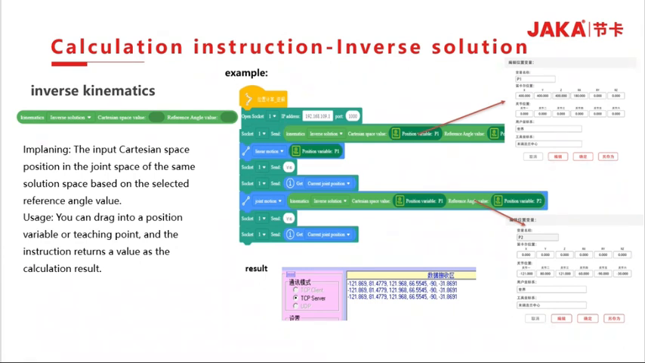The socket sends the result of the inverse solution. The parameters of the inverse solution are P variables. The reference point is P2. Move the robot to the position P1 in a straight line.